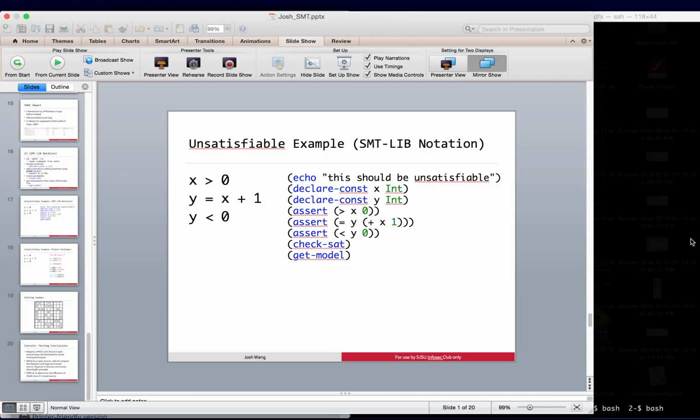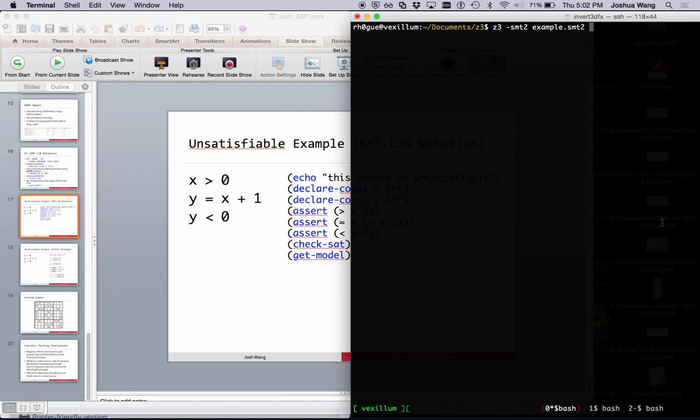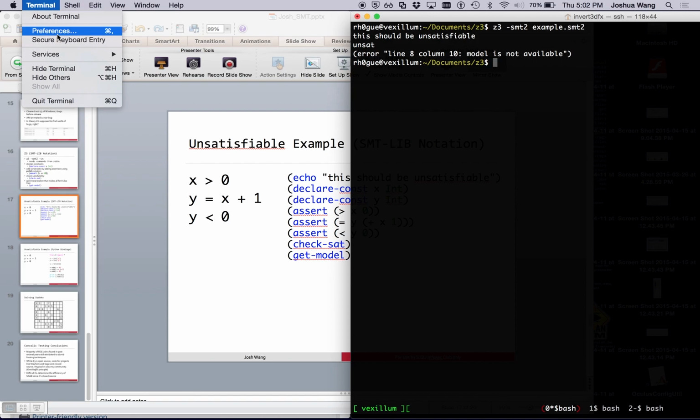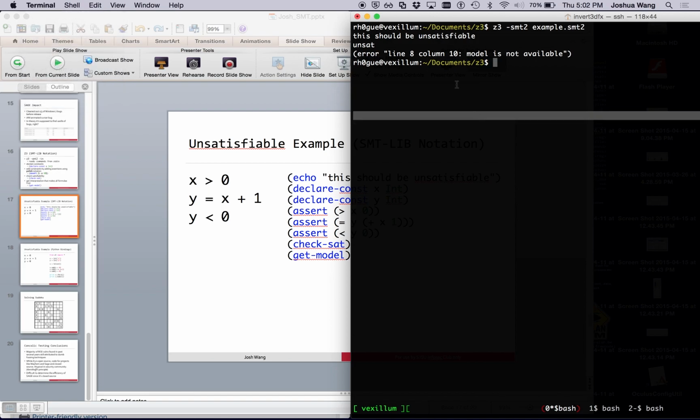So we can test this out. You can read that it says unsat at the top. Make it bigger. It's going to look bad on the recording, but okay, just trust me. It says unsat at the top.